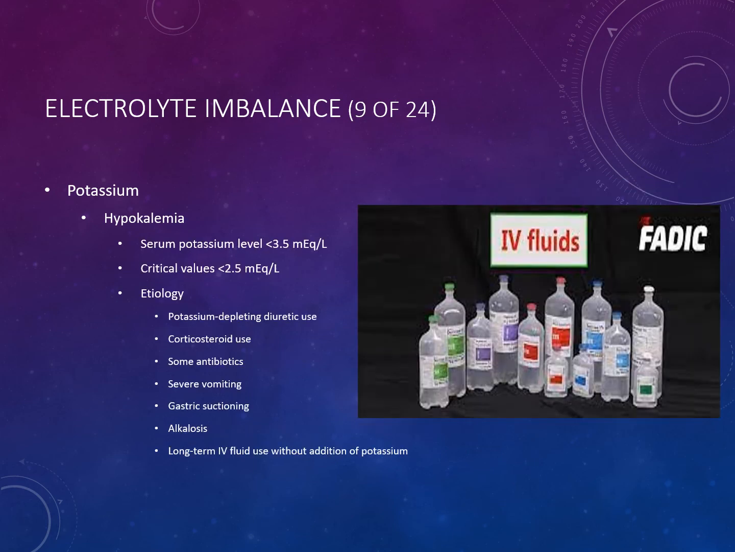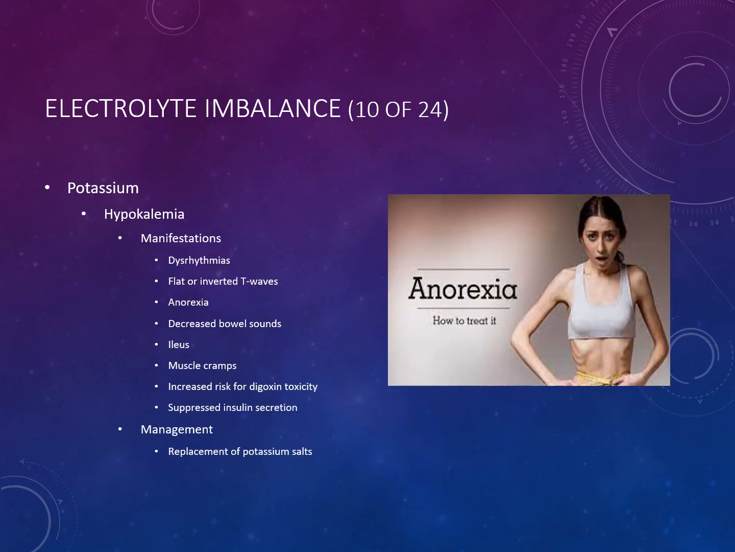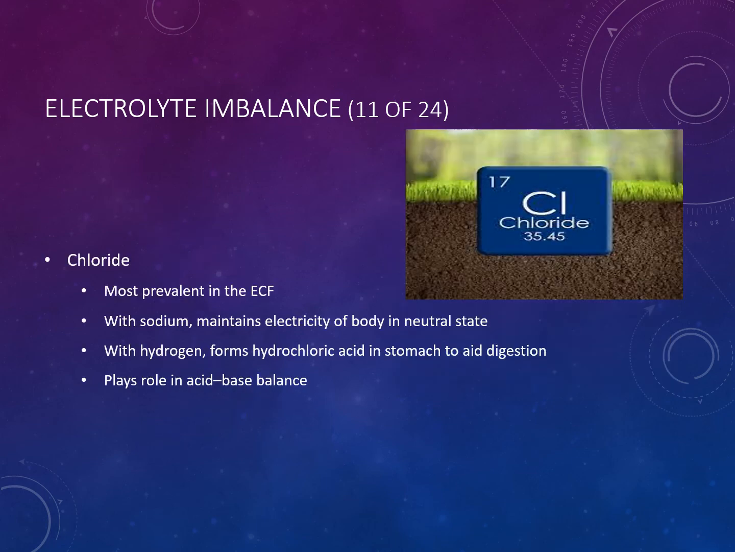Hypokalemia, we don't have enough potassium. Less than 3.5, critical is less than 2.5. And so you need potassium replacements. Here are some of the causes. I already talked about that. Antibiotics cause diarrhea in some patients. Dysrhythmias, anorexia, muscle cramping. And so the management is to replace the potassium. We may have to give fluids that have potassium in them.